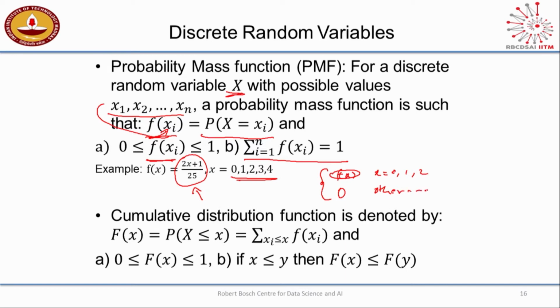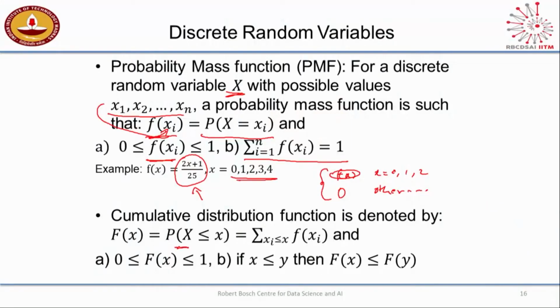And you can actually play around with this. You can substitute the different values, and you will see that you'll get individual probabilities. You'll also see that when you add each of them up, you'll actually be getting 1. So this is an example of a probability mass function.